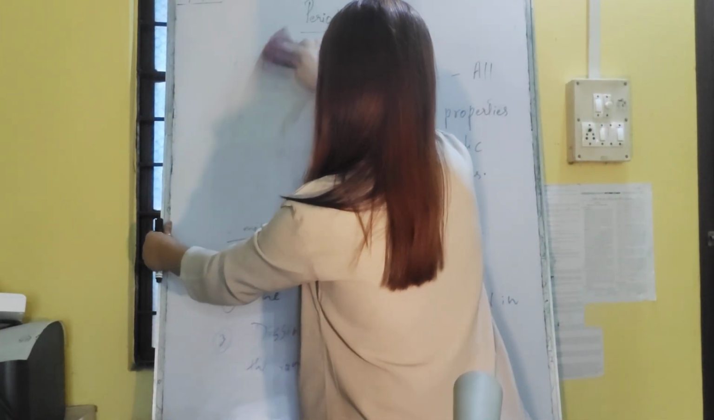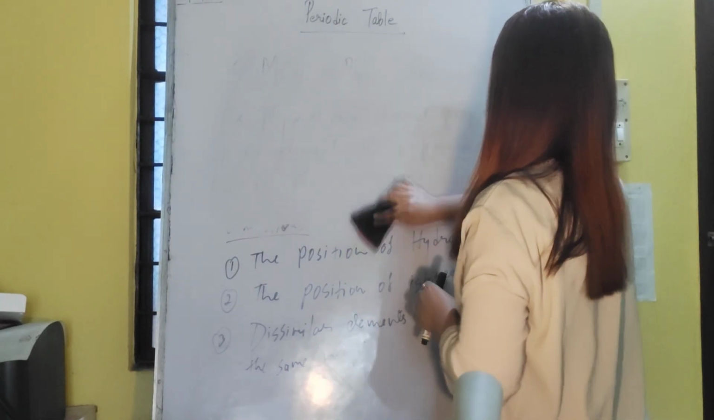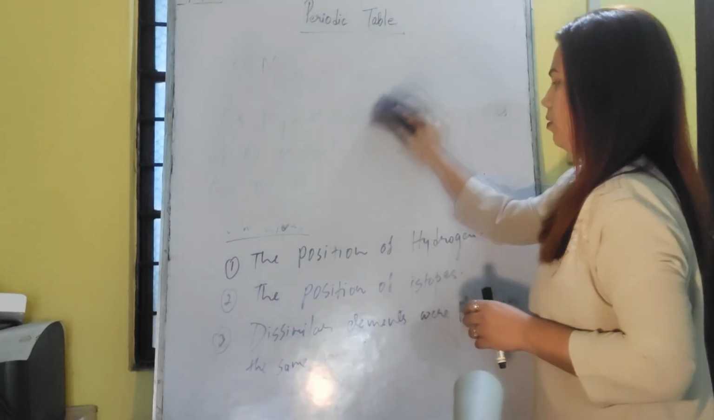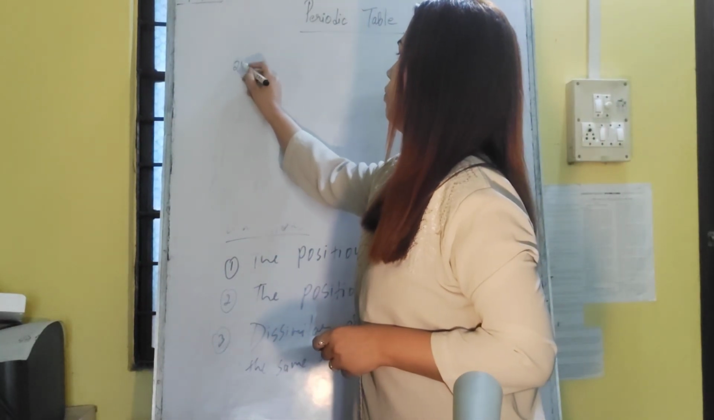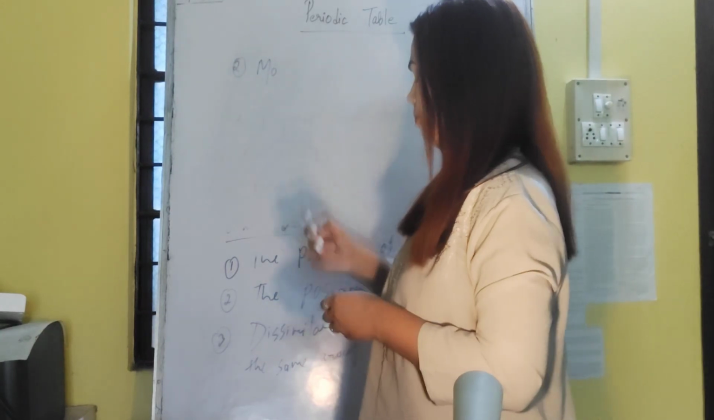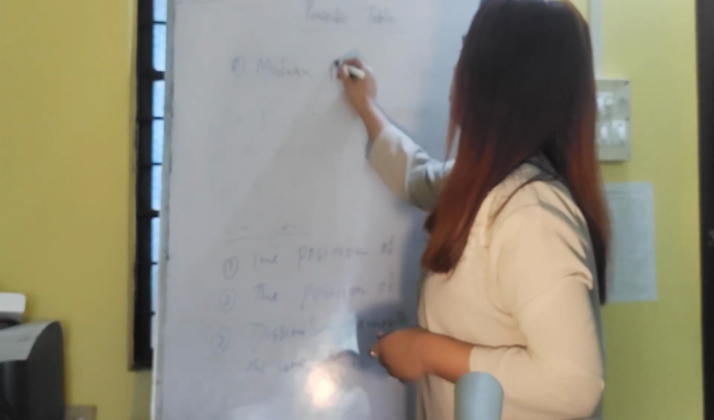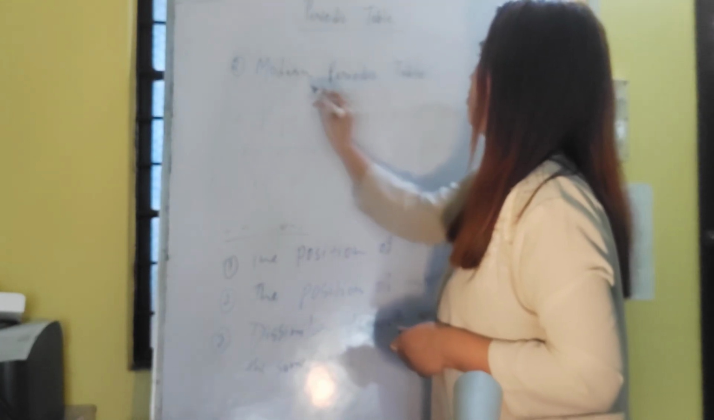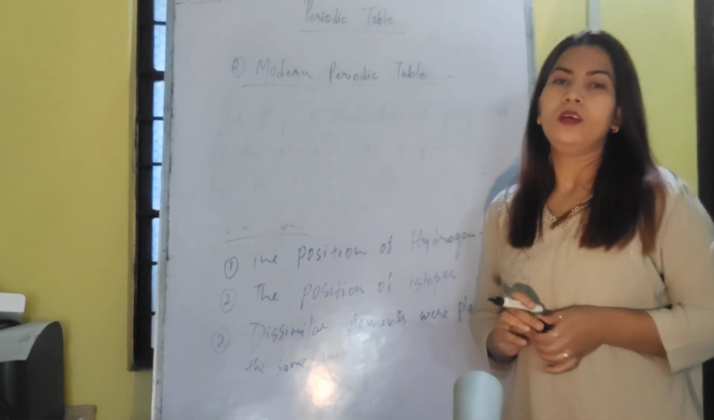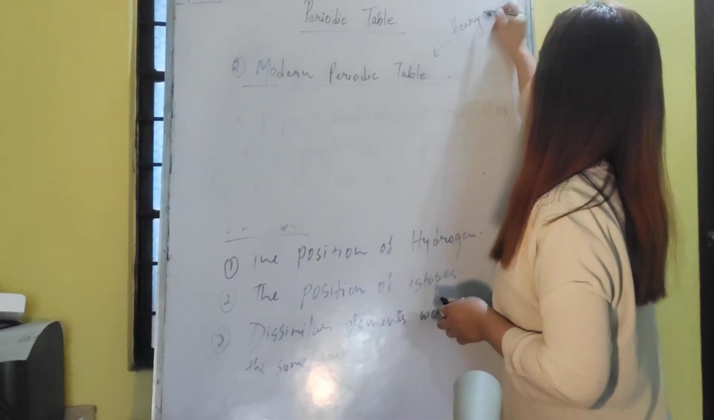So let us see the next table, that is number 2, modern periodic table. Now, modern periodic table was given by Henry Moseley.